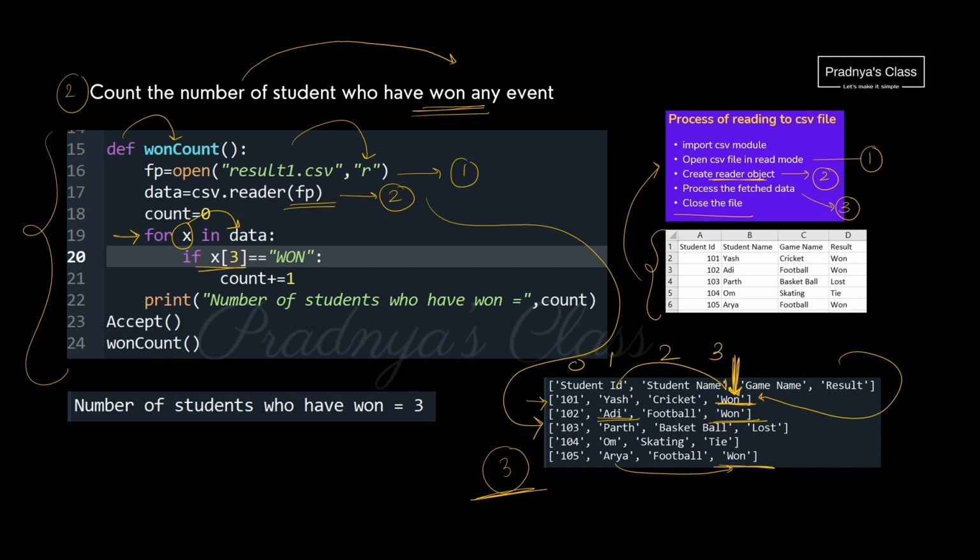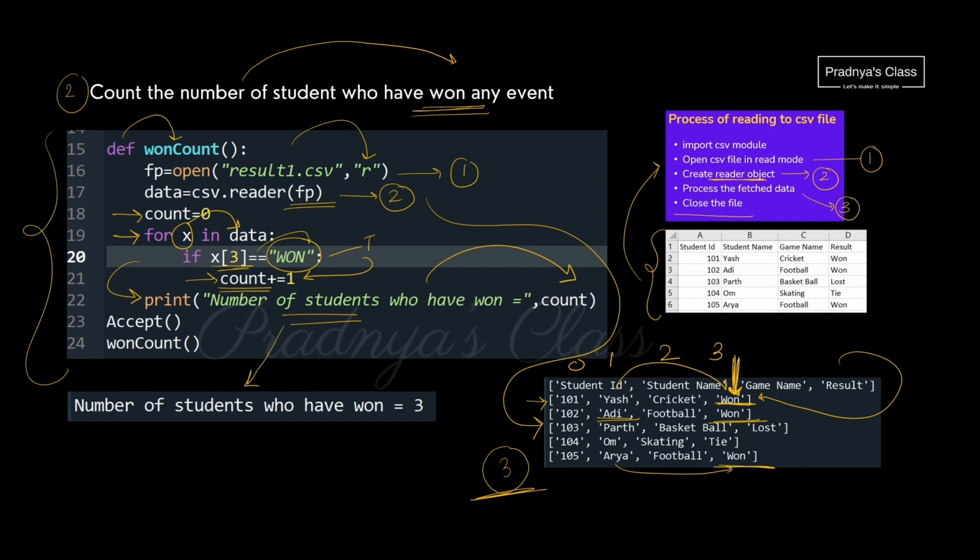So x of 3 is equal to 1. We are comparing it with 1. If it is true, we will be incrementing the variable count which was initialized to 0. So every time if we get 1, the count will get increased. In this way, we will be getting the count of the students who have won that we are printing.